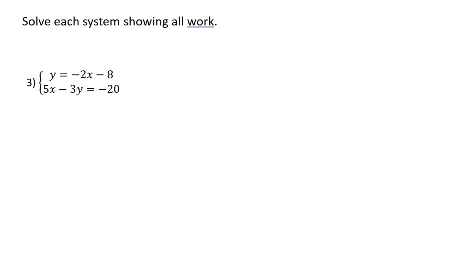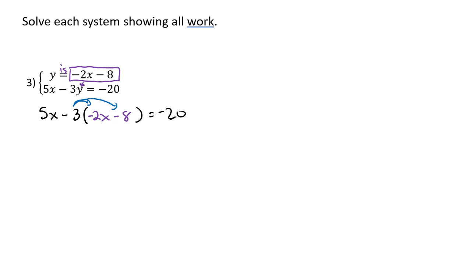Okay, so this system, we'll see that one of the equations is equal to y, which means substitution is probably the easier method to use to solve this one. So since y is negative 2x minus 8, wherever I see a y in the other equation, I'm going to turn it into a negative 2x minus 8. So it's going to look like this, 5x minus 3, but instead of writing y, instead I'm going to fill in with negative 2x minus 8. That equals negative 20.